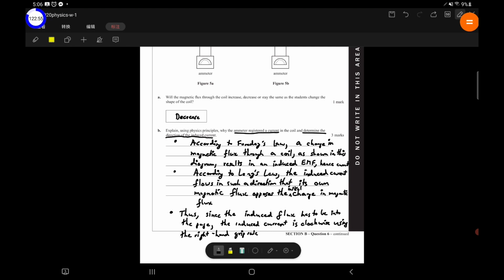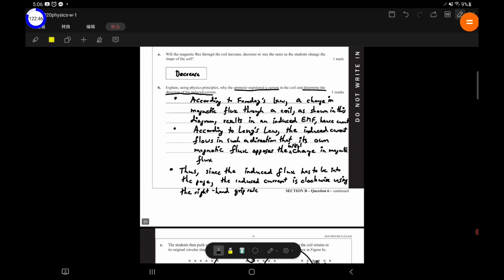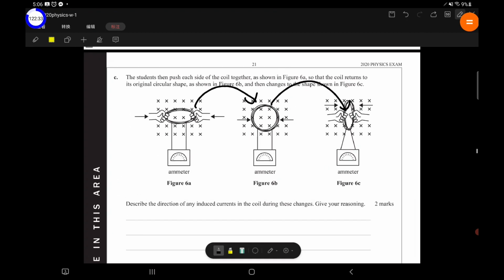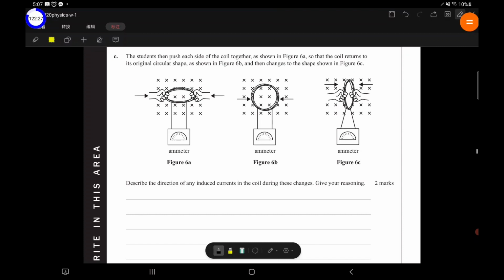Now, of course, you don't need to write in this much detail, but just to be safe, I always like to include a brief description of the laws that I'm using or the theorems that are applicable to some question. So that's why the first 2 dot points are basically just a word salad about Faraday's and Lenz's law. You obviously don't need to write that much, but that is just to be safe that you actually get the marks.